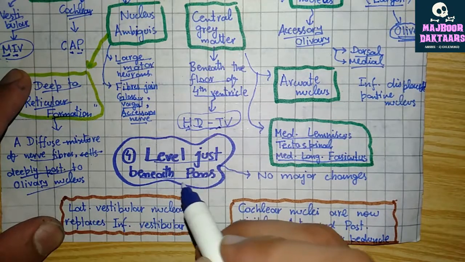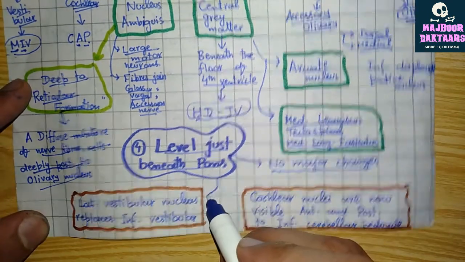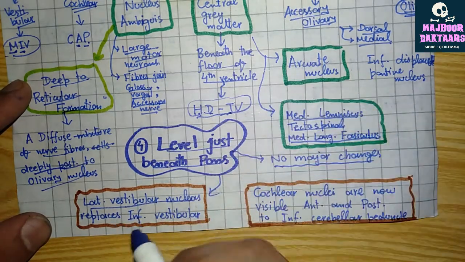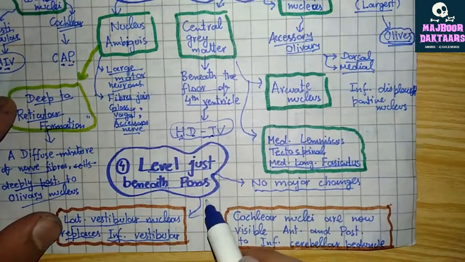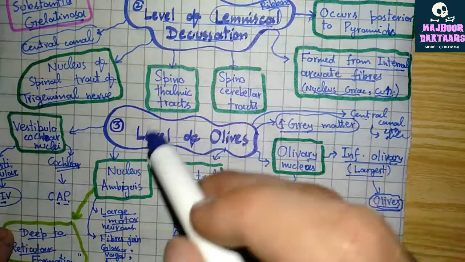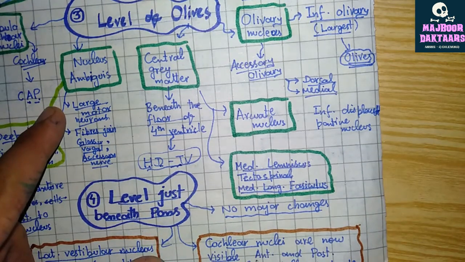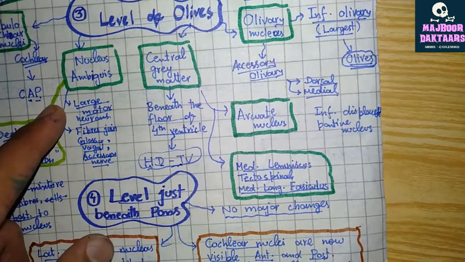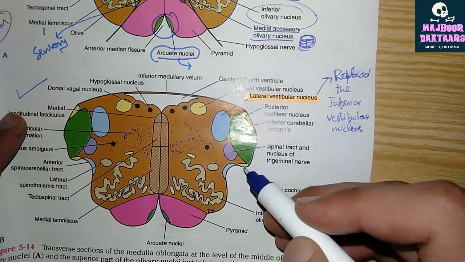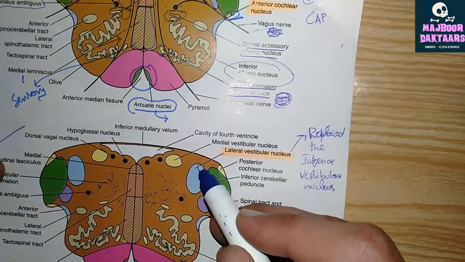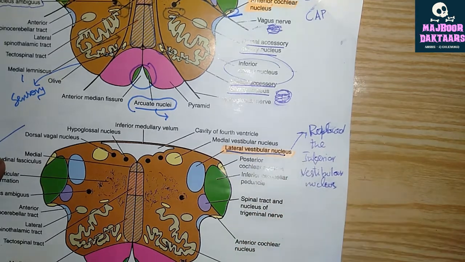Lastly, talking about the level which is just beneath the pons, there are no major changes at this level. The only change we see is that the lateral vestibular nucleus, at the posterior aspect of the medulla, replaces the inferior vestibular nucleus which we have discussed here. While the cochlear nuclei, which I have told were too small to be visible, become visible at the level just beneath the pons at the anterior and the posterior aspect of the inferior cerebellar peduncle. Here we can see the posterior and the anterior cochlear nucleus which have become large enough to be visible. And here the inferior vestibular nucleus has been replaced by the lateral vestibular nucleus.